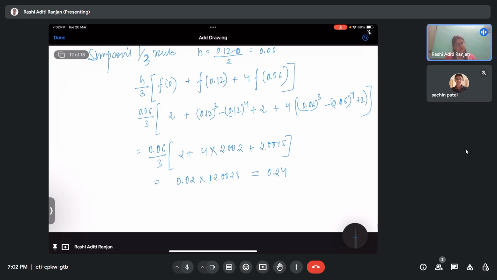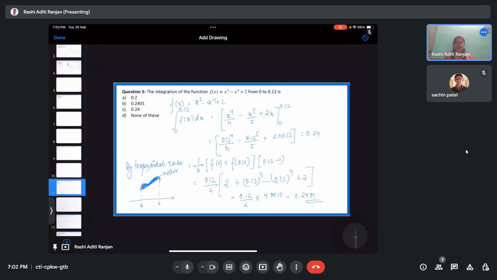Okay. So you see my Simpson's 1/3 rule gives the exact same value as that of the analytical integration. And the reason is that though my trapezoidal rule had a very small error, it did have an error, right?